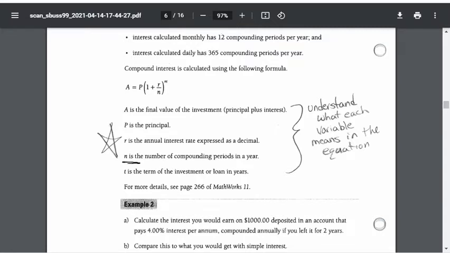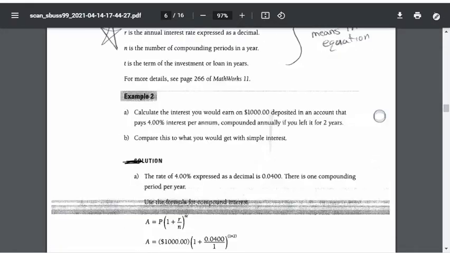But N is, sometimes it's going to say it's going to compound semi-annually. So if it's semi-annually, that's twice a year. If it's quarterly, that means it's happening 4 times a year. So you've got to include that in the formula. Okay?